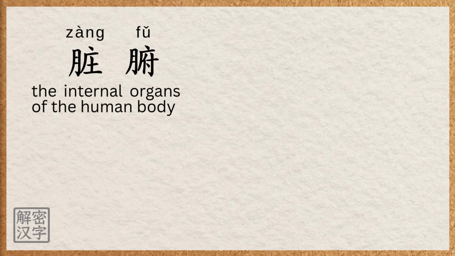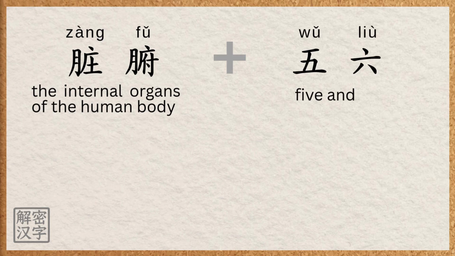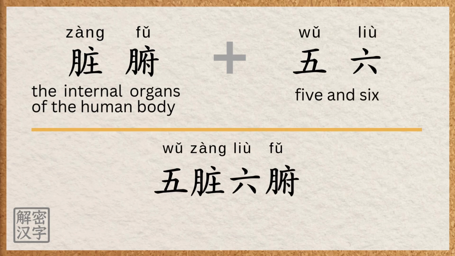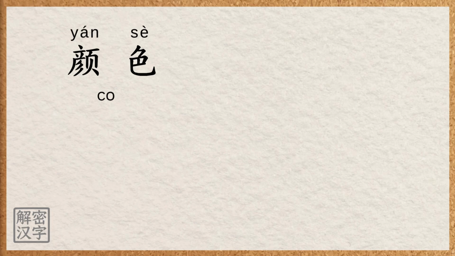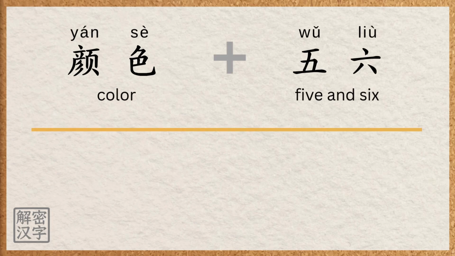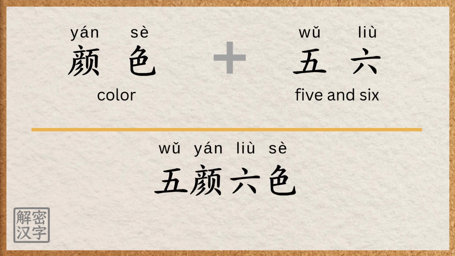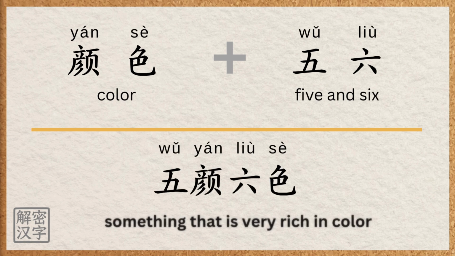脏腑 means the internal organs of the human body. If you add wu and liu, you get the idiom 五脏六腑. It means all the internal organs of the human body. 颜色 means color. If you add wu and liu, you get the idiom 五颜六色. This idiom describes something that is very rich in color.